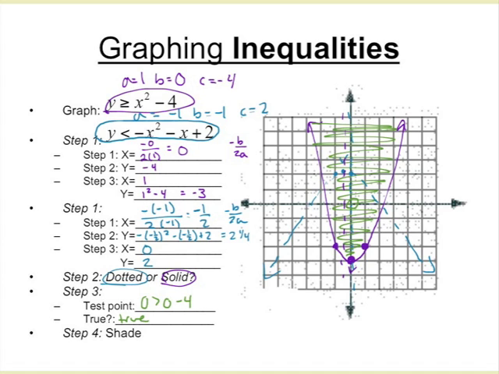Then I want to pick a test point. I'm going to test 0, 0, so I plug that in. If I plug in 0, 0, I get 0 is less than 0 minus 0 plus 2. So 0 is less than 2, which is true. And I'm going to shade the inside.